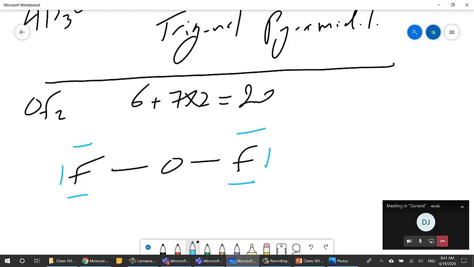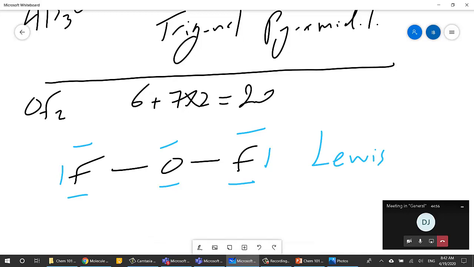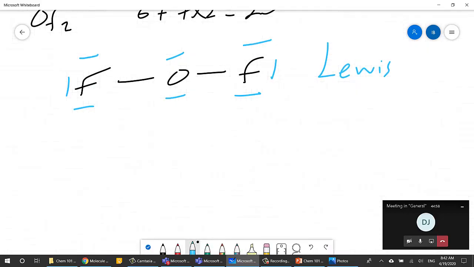How much are these? This is 8 and 8, 16. We have 2 more, so we put here two electron pairs. This is Lewis. If I ask you to draw Lewis, you draw it like that, and this is the correct Lewis structure. But in terms of VSEPR structure, what about VSEPR?